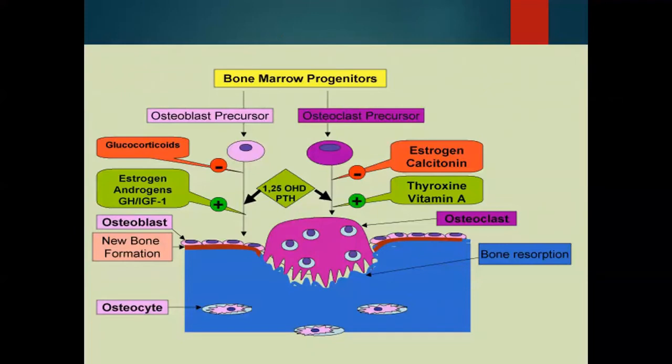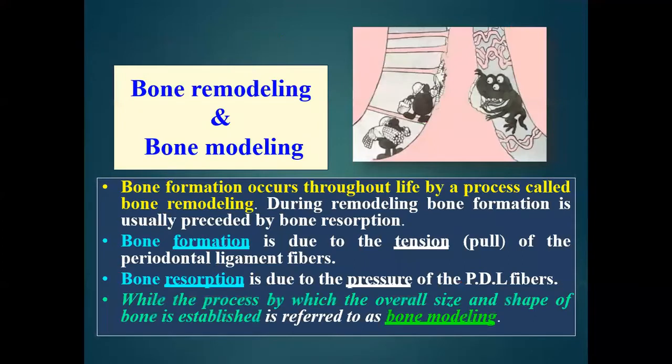So we can see the new bone formation, where a number of factors are responsible for the formation of osteoblasts, and these osteoblasts get entrapped in the matrix and form a new layer of bone, and with the osteoclast, which forms due to multiple factors, causes resorption. So it's a continuous process of formation and resorption in the human body. This process of continuous formation and resorption is called bone remodeling.